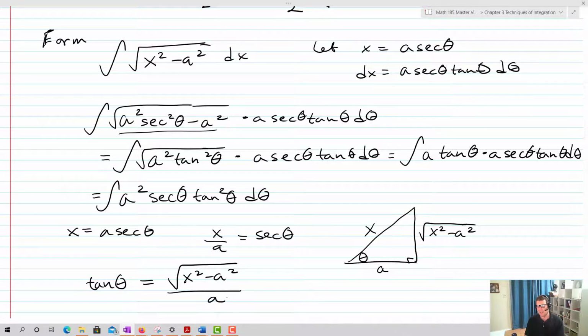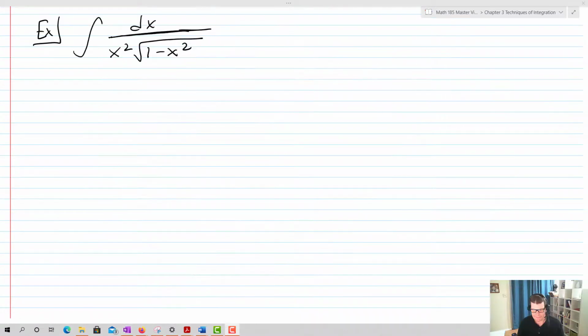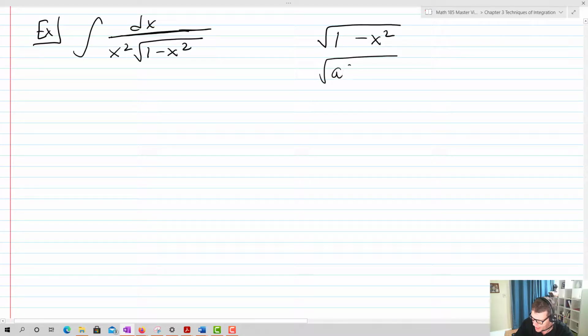What I'm going to do in just a second is go through a couple of examples that don't look exactly like what we just did, so you can see how we're going to utilize the substitutions. So let's take a look at this example: the integral of dx over x squared times the square root of 1 minus x squared. What I want to notice is that I have a term in the form of the square root of 1 minus x squared, which looks like the square root of a squared minus x squared.